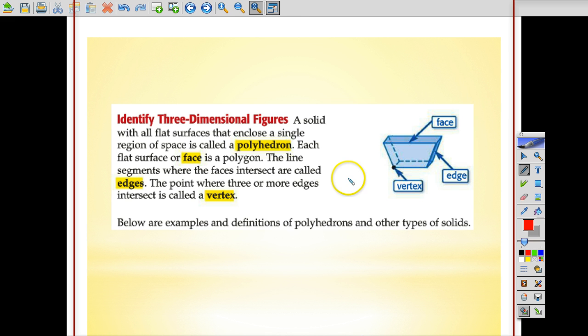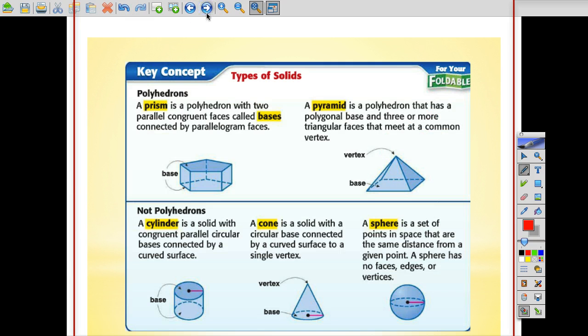The point where three or more edges intersect is a vertex. So each point is a vertex. Each side is a face, and each line is an edge. Below are examples and definitions of polyhedrons and other types of solids. So here are the examples.